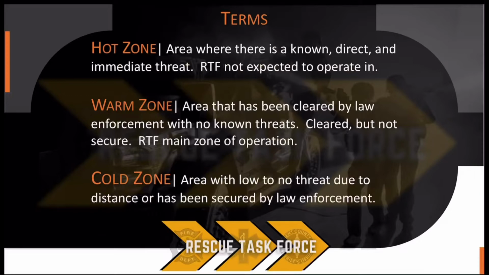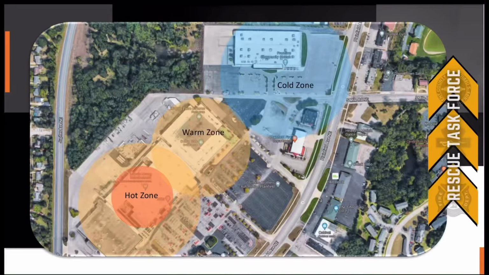The warm zone is going to be a larger area around there where things have been cleared but not necessarily secured. And we'll talk about the difference between a cleared scene and a secured scene in a little bit. But the warm zone is where we are going to be going in and getting these patients. The warm zone is where maybe that active assailant has gone through, and there are patients in that area. And then the cold zone is an area where there is no threat. It's quite a ways away from the actual incident. And so this is what it's going to kind of look like.